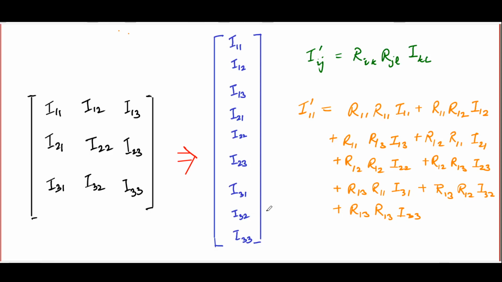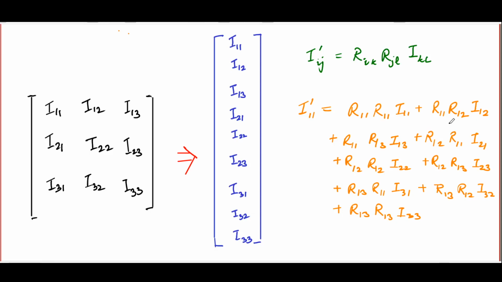Now, how do these elements transform? Of course, the transformation rule is right here. I prime ij is R_ik R_jl I_kl. So just as an illustration, let's look at I prime 11. This will of course be something which this formula yields when i and j are both fixed at 1 and 1 and k and l are summed over all possible values. So you get R11 R11 I11. This of course is the k equal to 1, l equal to 1 term.